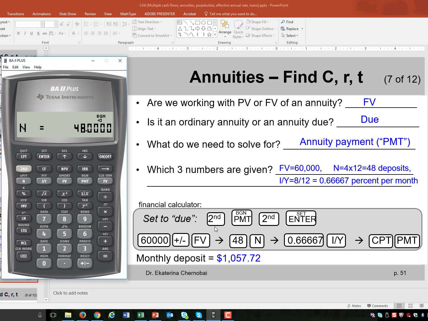48N, and the last thing is the monthly interest rate. Remember, everything should be monthly in our calculations. The monthly rate is 0.66667. So technically it's a bunch of sixes. You can just keep pressing 6 multiple times, but I round it like this. It's a little bit random, I guess. After entering the monthly rate, you press the IY button. And finally, you press compute. What was it that we are computing? Payment. Compute payment.